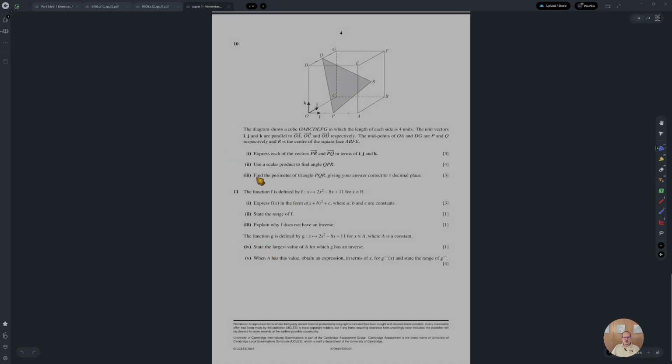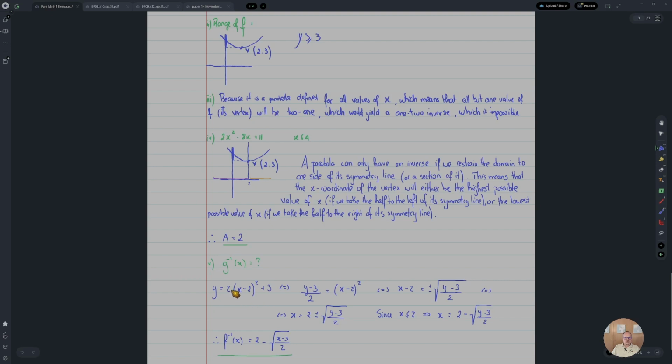Last sub-question is for you to, when a has this value, obtain an expression in terms of x for the inverse and state the range of the inverse. Same stuff again, equal y to the completed square form, solve it for x. Eventually, you have to pick between the plus and the minus. Look at the restraint, and the restraint is x must be smaller or equal to 2. And this only happens if we pick here the minus. You already have 2 over here. For you to get something smaller than that, you have to subtract something else, right? So the expression is going to be this one. Write it in the correct form.